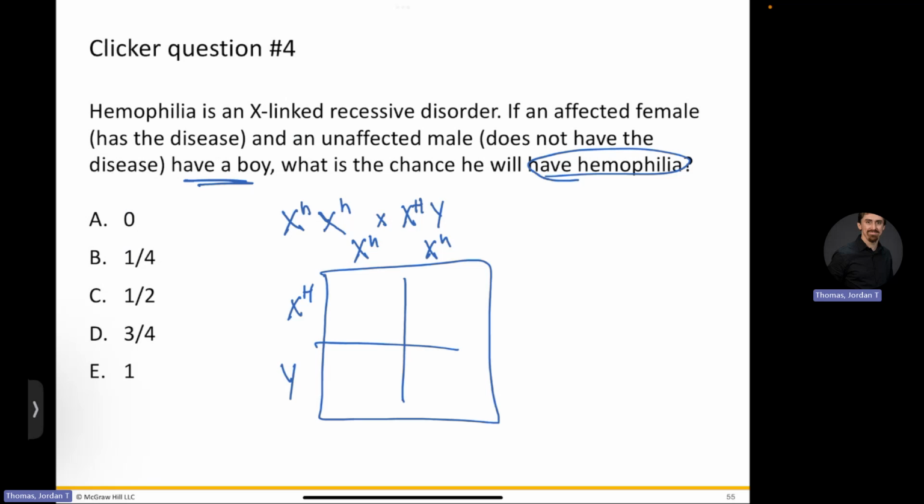Now we want the boys, so I want to cross these out. We want to look at the bottom because we're looking at this Y. We get X little h from mom and the Y, and another X little h from mom and the Y. So both offspring have the little h. That means 100% of the males are going to have hemophilia because that's all the mom can give you. The dad only gives the Y. There's no way that dad can give the big H to the male offspring, because they have to give the Y to produce a male.